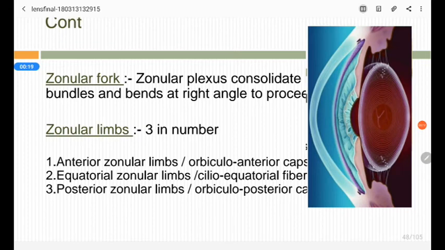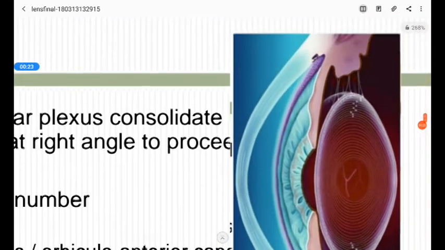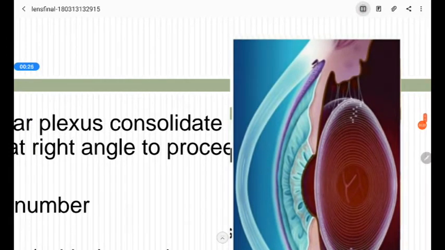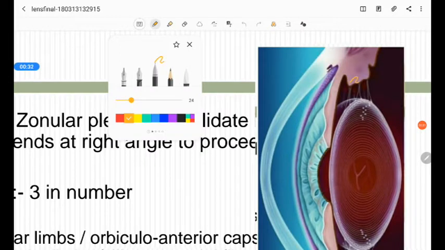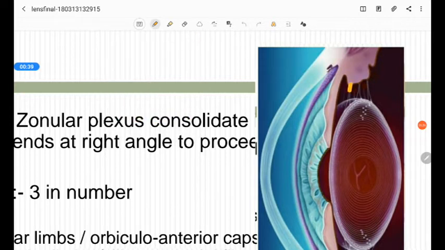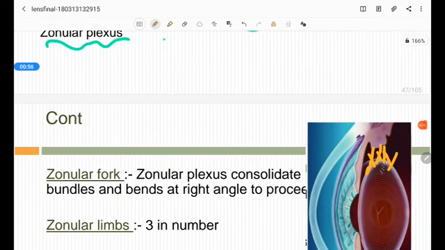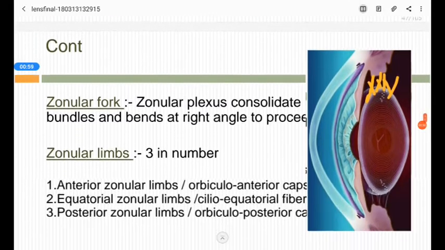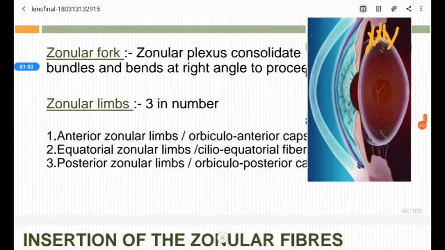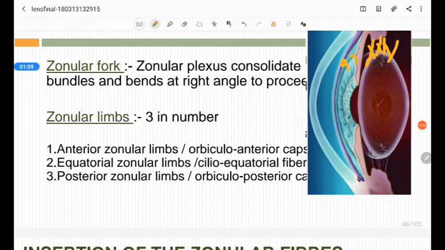In the zonular fork, what happens is the zonules, after passing through the zonular plexus, consolidate together and they cross around each other at the zonular fork, and then they move over the crystalline lens. So this is the zonular fork area. And this crisscrossing is at 90-degree angles.